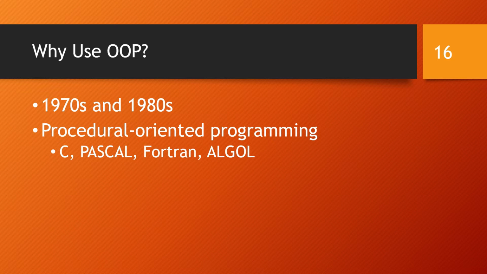During the 1970s and 1980s, procedural-oriented programming languages such as C, Pascal, Fortran, and Algol were widely used to develop business-oriented software systems. Procedural languages organize the program in a linear fashion. They run from top to bottom as I discussed on the first part of this video.